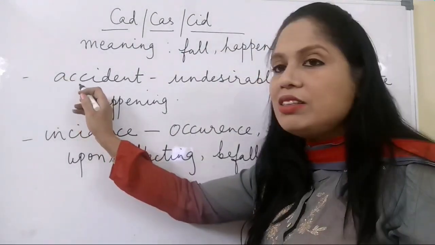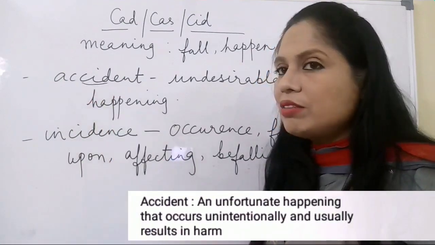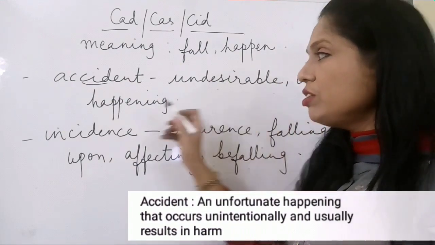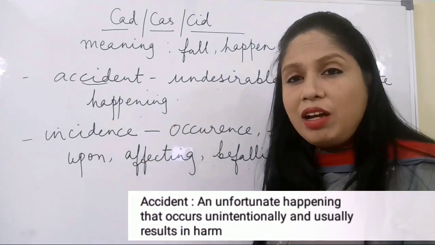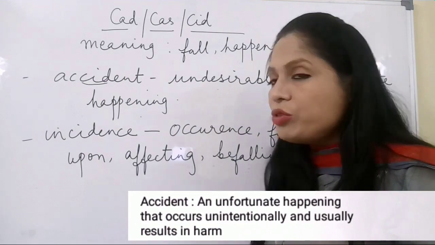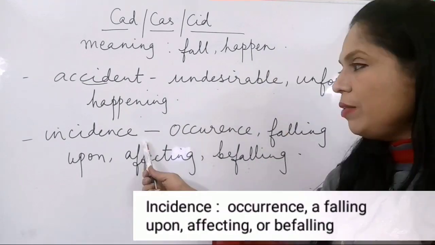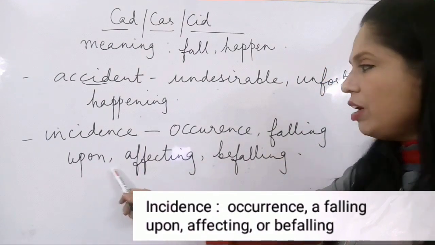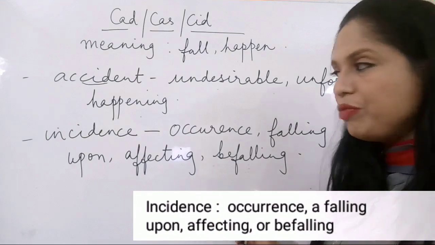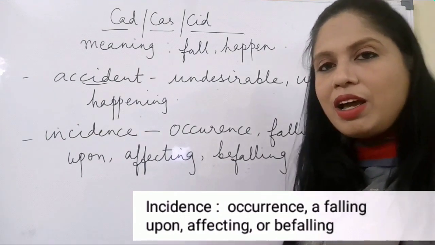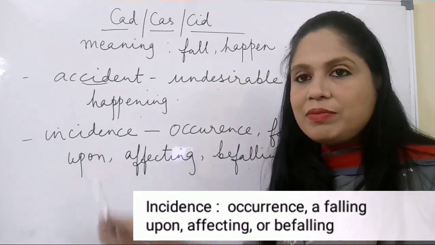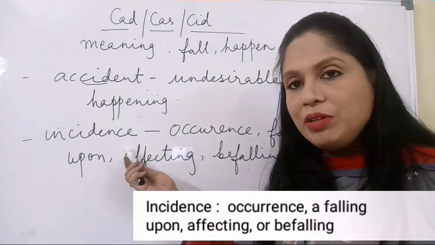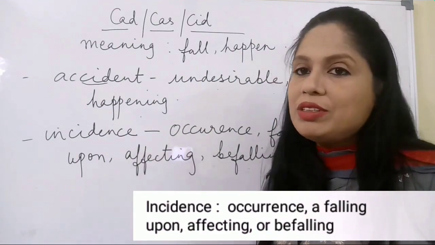The word accident contains the root word sid. It means an undesirable or unfortunate happening. It happens unintentionally and usually results in harm. An incidence is an occurrence of falling upon, an affecting, or a befalling. Something that happens is an incidence. Incident, incidental are also similar meaning words which are derived from this word.